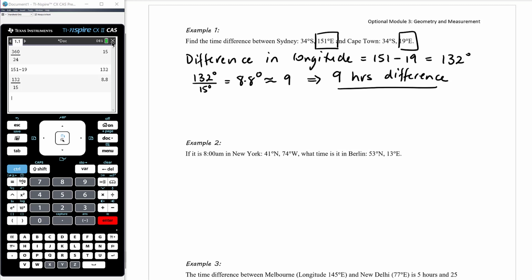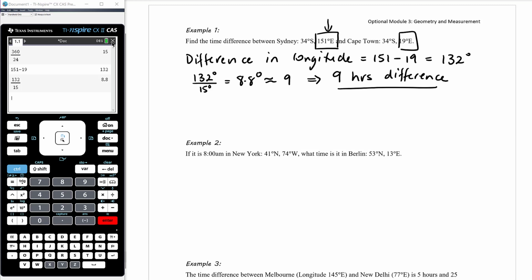Okay, and so that's actually the answer to our question. In terms of then answering a question about if it was such and such time here and such time here, you do need to be clear about which one's behind and which one's ahead. Okay, so Sydney is more east. Both of them are east of the prime meridian. Okay, so they're both ahead of GMT, but Sydney is more ahead of GMT. So that means that Sydney is ahead of Cape Town. So the time in Sydney would be 9 hours ahead of the time in Cape Town.